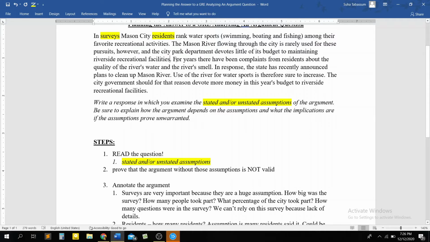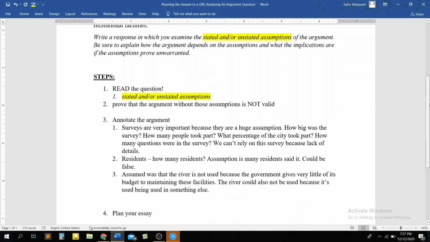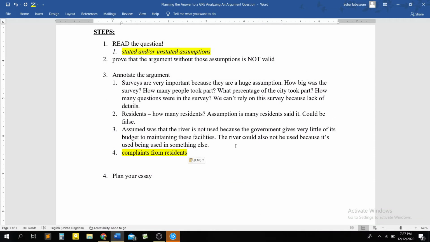Next. For years, there have been complaints from residents about the quality of the river's water and the river's smell. Right, so complaints from residents. We do not know which residents. So when they said complaints from residents, we don't know which residents. We don't know how many residents. We don't know how strongly their complaints were made. How much did they complain? Were the complaints strong?